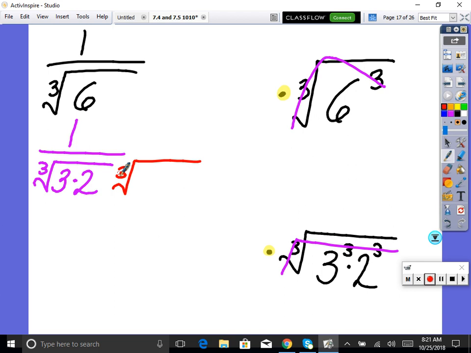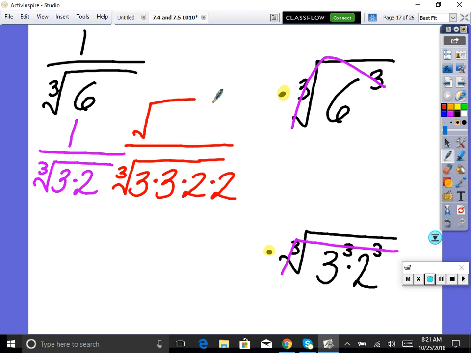So how many more 3's do I need to make it cubed? 2 more, because there's already 1. So I need to multiply by 2 more 3's. Does everybody see how that would now give us 3 3's in the bottom? How many 2's do we have? 1. So I need to multiply by 2 more, because I need there to be 2 cubed on the bottom. Whatever you do to the bottom, you've got to do to the top. So we have the cube root of 3 times 3 times 2 times 2.